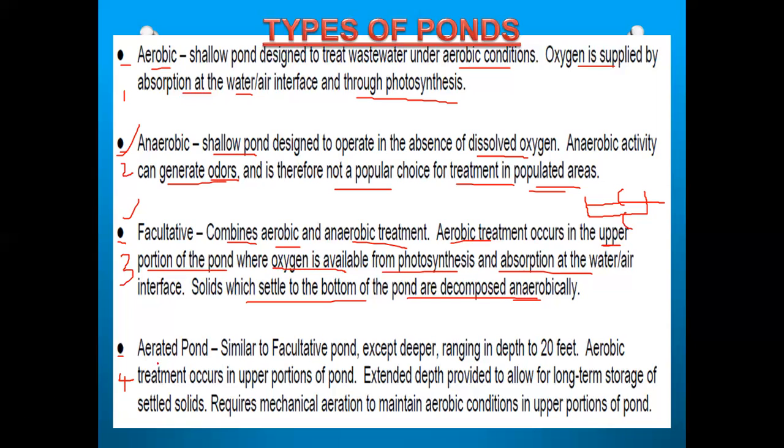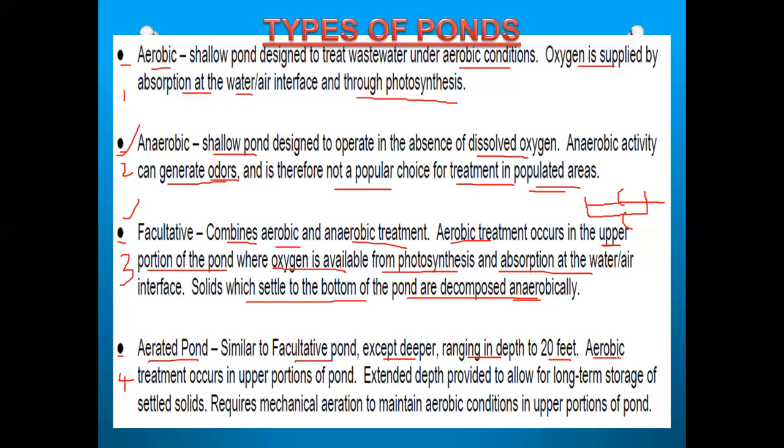The fourth one is the aerated pond. So what happens in the aerated pond? Similar to the facultative pond, except deeper, ranging in depth up to 20 feet. So here, you are having different variations, right? Less than 20 feet, or greater than.